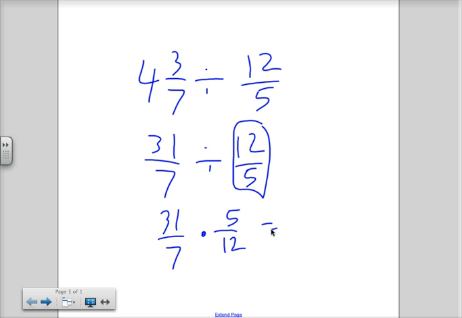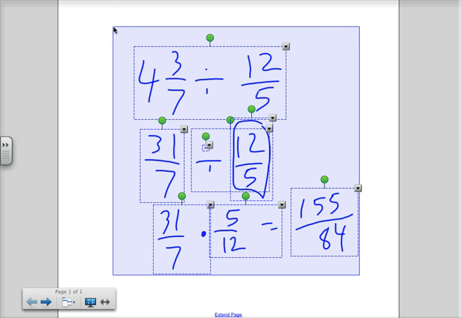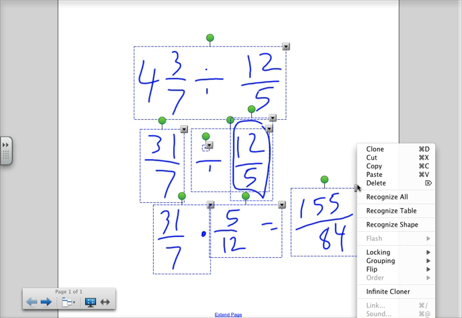Now, I'm trying to see if we have any common divisor. Can't find it, so just multiply right across. 31 times 5, 155. 7 times 12, 84. And you know, you can just leave it like that, or if I ask you to convert it back into a mixed number, you should. But that's our first answer. Any questions so far? Okay, so like I said, I have something else to show you. That's how we roll in this class.